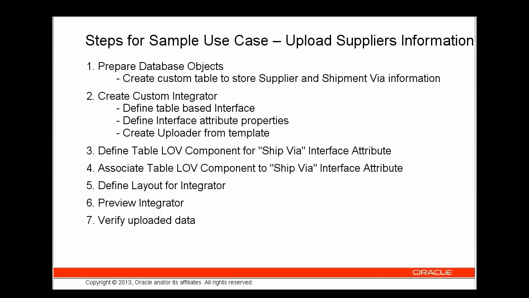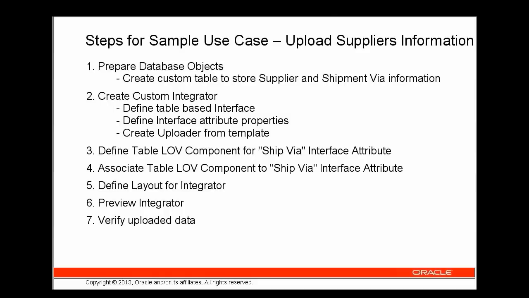We will use a sample use case to upload suppliers information to a custom table. The first step would be to prepare the database objects, such as defining the custom table to store the supplier information and the shipment via information. Then in the second step, we'll create a custom integrator, and we are going to use a table-based interface, the table being the supplier table. Then we will define the interface attribute properties such as the prompts or the column headers in the spreadsheet, and some of the properties such as not null and required columns, etc. And then we will create an uploader from the template.